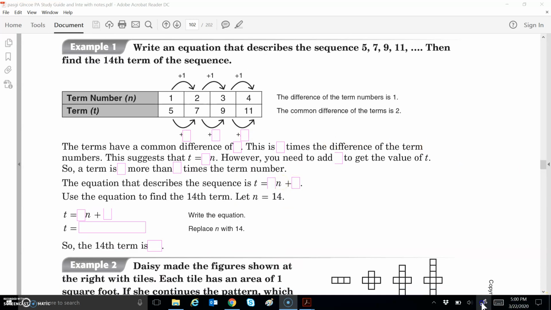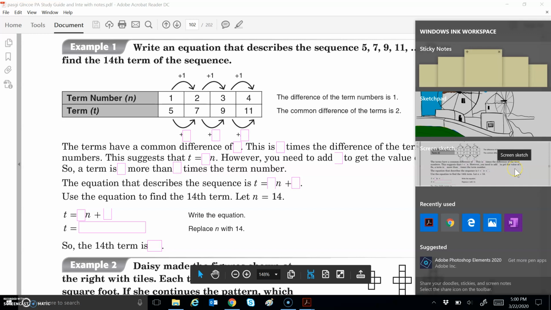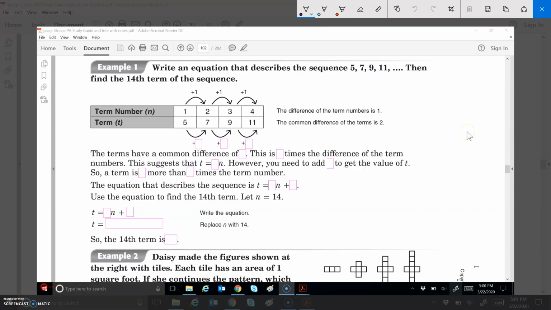Let's take a peek here. It's 5 to 7, 7 to 9, 9 to 11. Well, it looks like we're adding 2 each time. So, plus 2, plus 2, plus 2. The terms have a common difference of 2. This is 2 times the number of the term. Whatever term we have equals 2 times the number of the term.